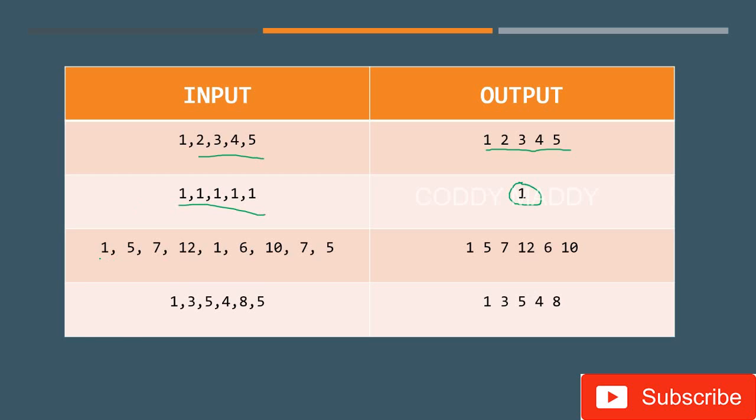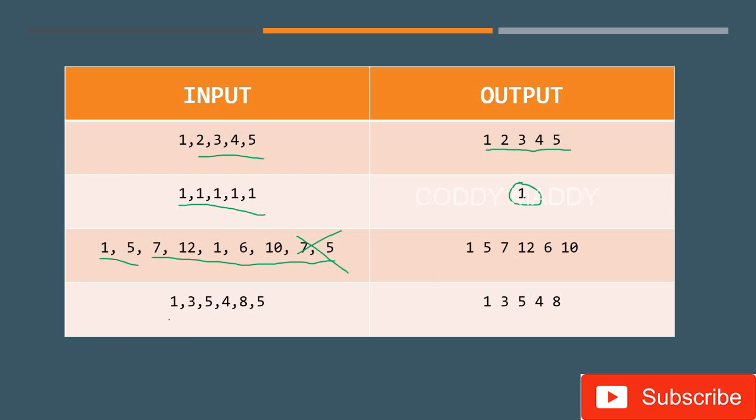If you see the third test case, 1, 5, 7, 12, 1, 6, 10, 7 and 5. Here 5 is printed 2 times and 7 is printed 2 times. So we will remove the repetitive elements and print only the unique elements. So our output should be 1, 5, 7, 12, and 1 is also present 2 times, so we omitted that. After that 6 is a unique element, and then 10, and we didn't print 7 and 5 again because they are repetitive.